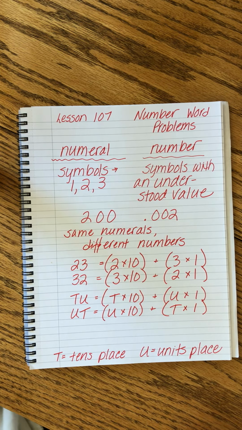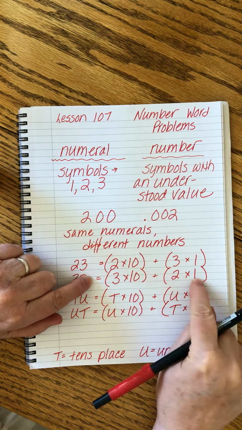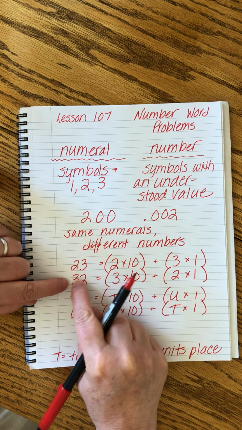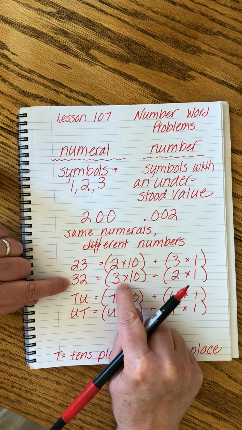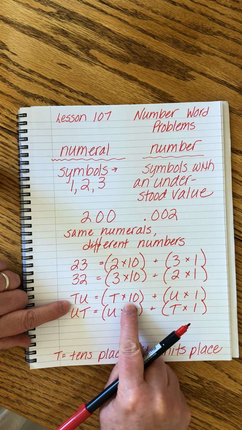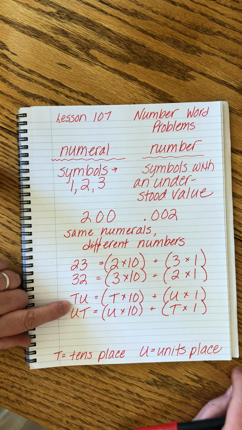Okay? So the number that was in the tens place becomes the number in the ones place, and we change the way we're multiplying it accordingly. The number in the ones place becomes the number in the tens place, and we change the way we're multiplying that. Here's the very same thing being done with letters instead of numbers.